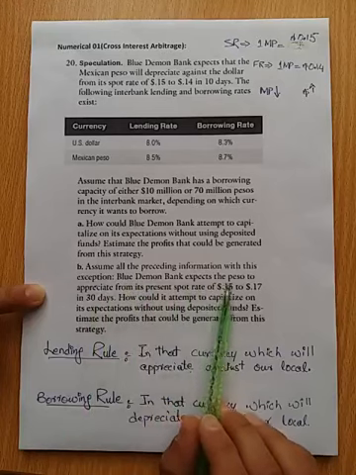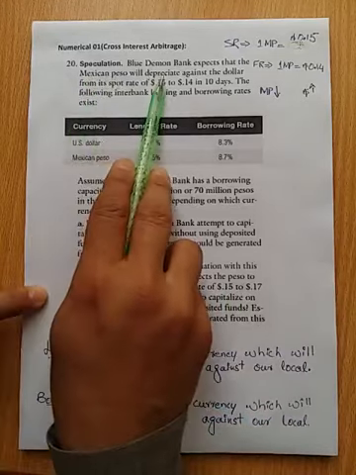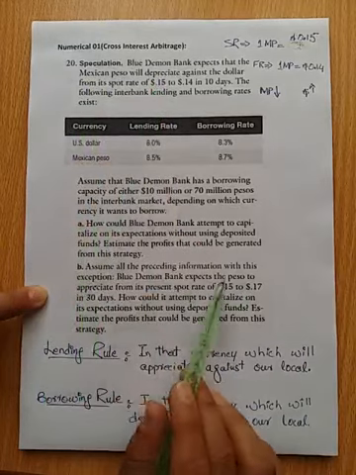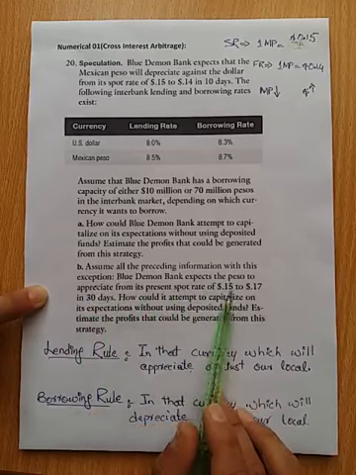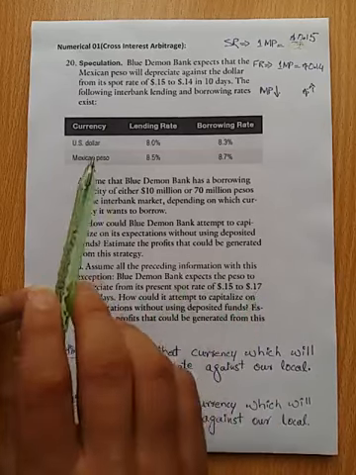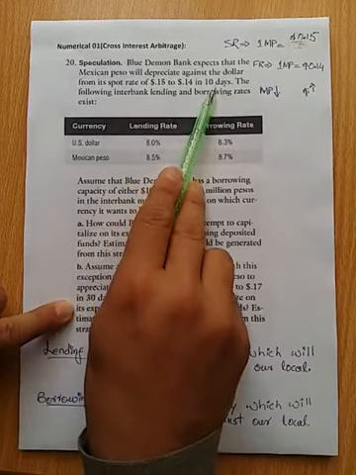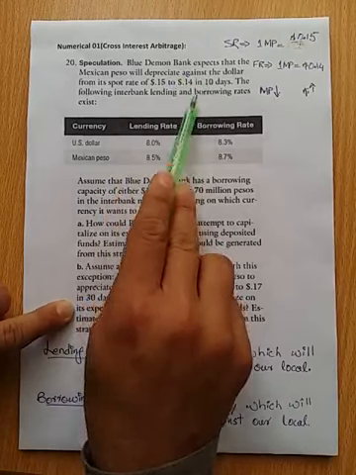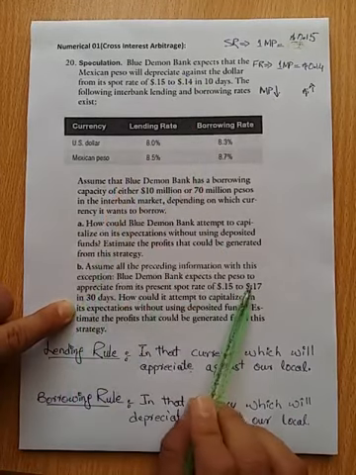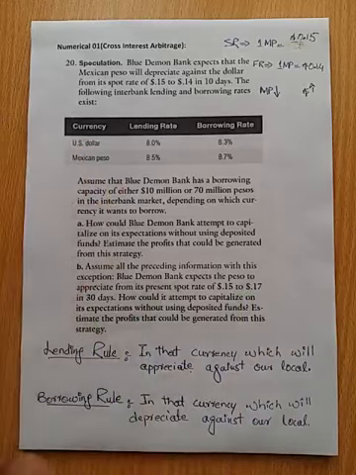the Blue Demon Bank expects that the peso will appreciate. In the previous part it was depreciate, and now the foreign currency, which is Mexican peso, will appreciate from its present spot of 0.15 to 0.17. So there is a slight change here in 30 days. In the previous part it was expected to depreciate in 10 days, and now the number of days is 30 and we expect it to appreciate. So these are the two differences. The rest of the numerical remains the same.